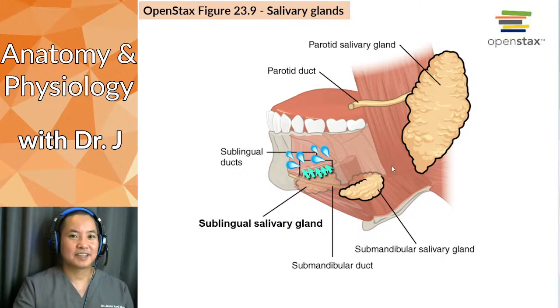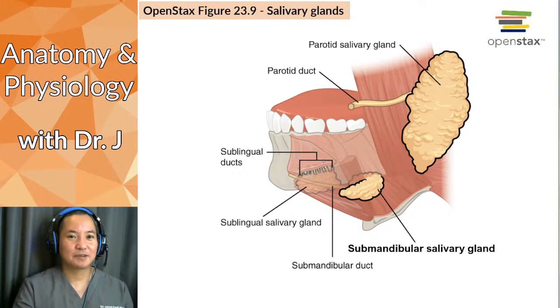We also have the submandibular salivary glands, so mandible referring to what's commonly called the jawbone. But this duct is going to lead over here. So again, these are our three pairs of salivary glands: parotid, sublingual, and submandibular.